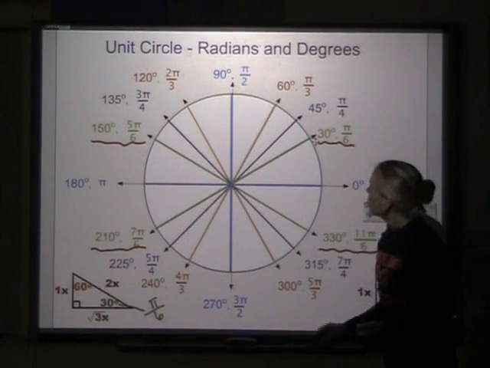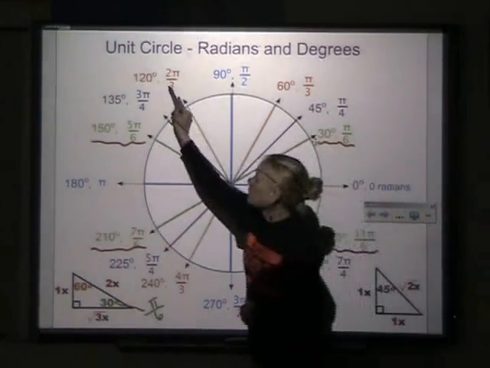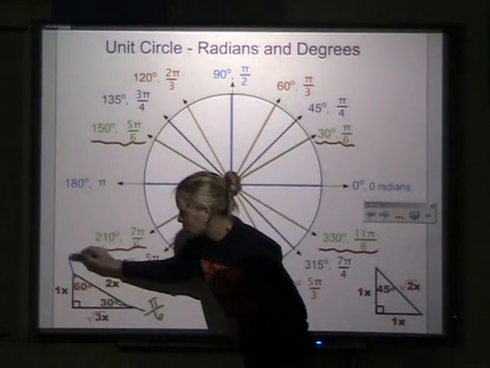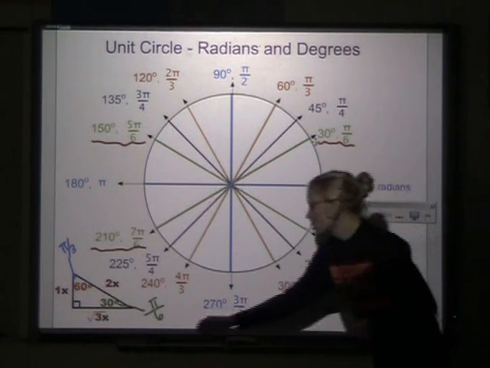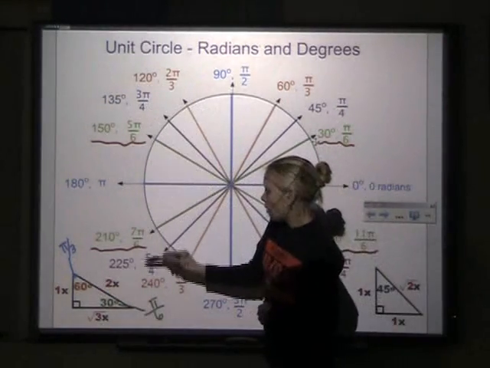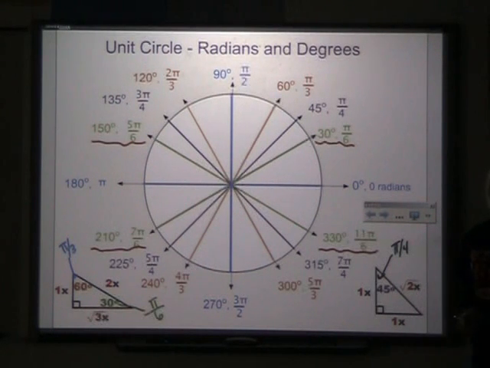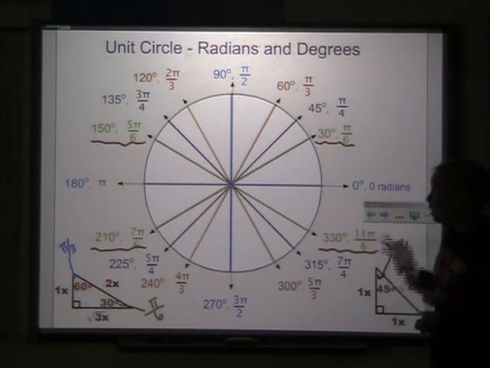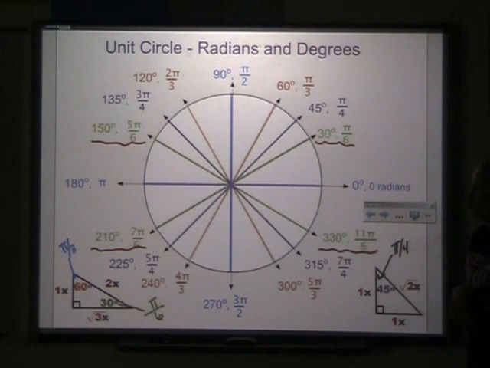Whenever I have a 3 on the bottom, that's going to have a reference angle of 60. And whenever I have a 4 on the bottom, that is going to have a reference angle of 45. Of course, these have to be simplified. For example, 2 pi over 6 can be simplified to pi over 3. So that wouldn't be a 6 on the bottom. I would always simplify my fractions first.